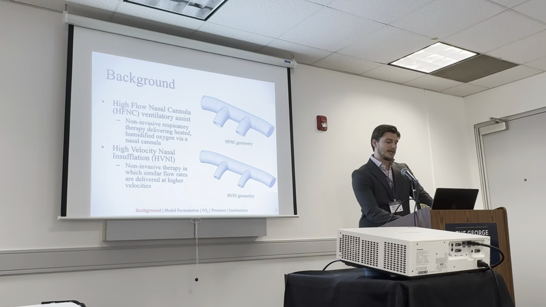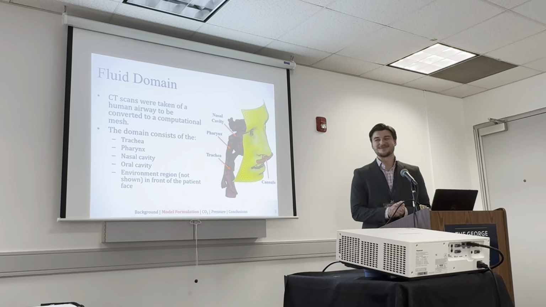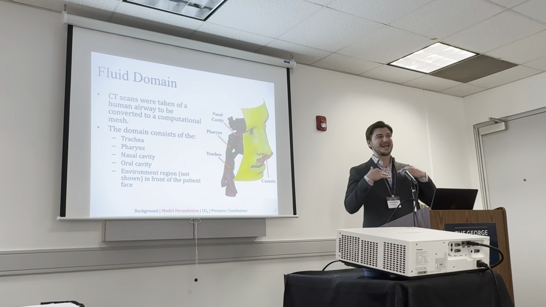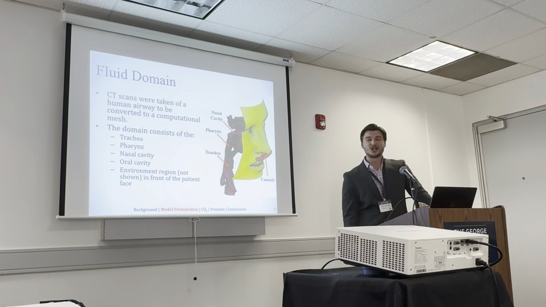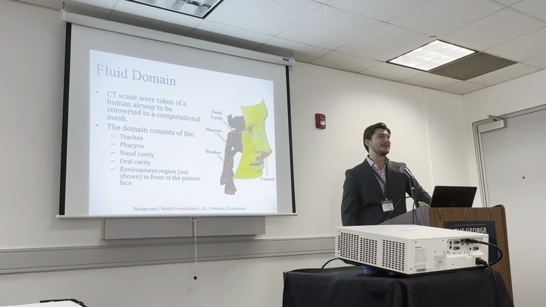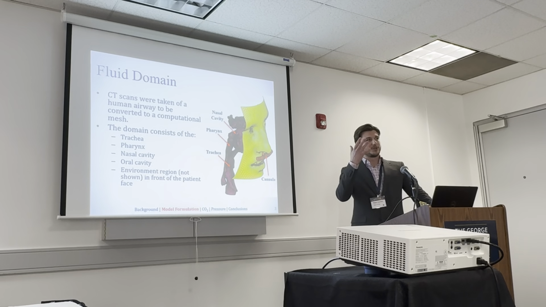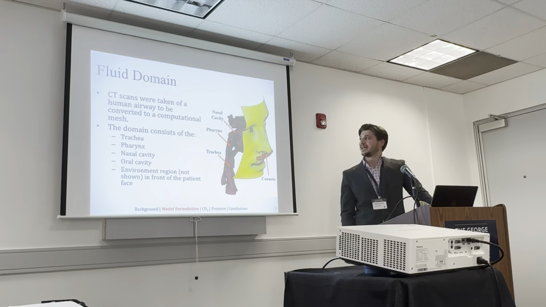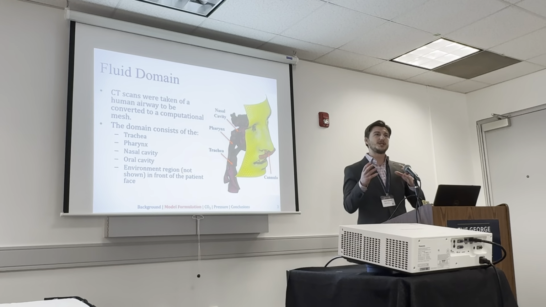So last talk we were talking about the lower parts of the human respiratory tract, so down in the lungs. Now we're going to be moving it up a little bit, up to the upper airway. So the base of the trachea up through the nasal cavity, oral cavity, and then there's actually an environment outlet in front of the patient's face.